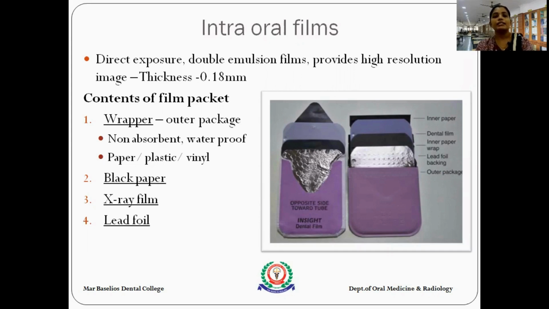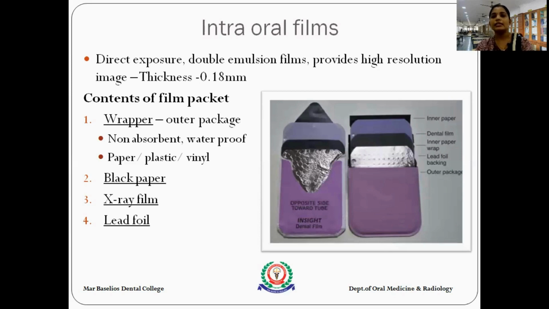And inside that wrapper, you will be able to see a black paper. Inside the black paper, or the inner paper, we have the film kept, and on one side of the X-ray film, we have the lead foil. So this is the basic composition of an X-ray film packet.